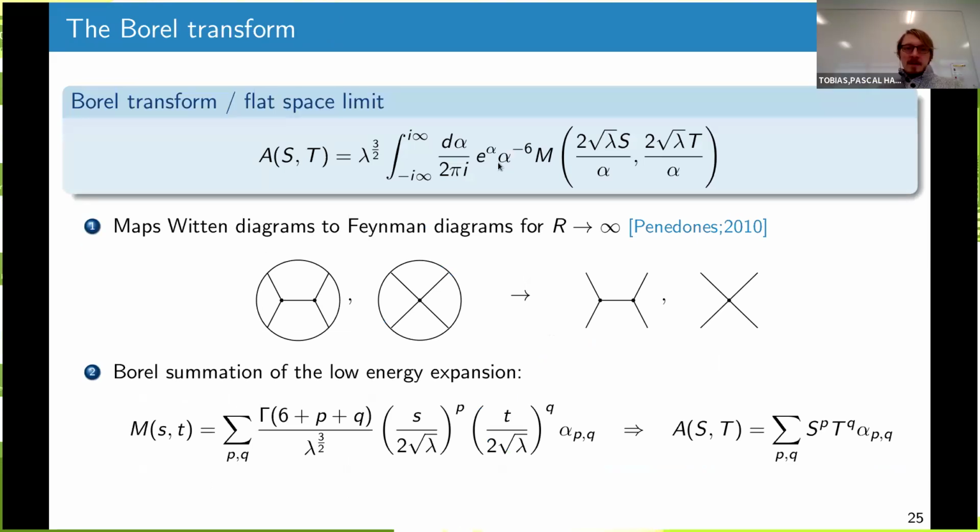Okay, so yeah, the Borel transform was introduced by João Penedones as the flat space limit. He proposed this formula because he noticed that if you do this and take the AdS radius to infinity, this maps every Witten diagram in AdS to the corresponding Feynman diagram in flat space.